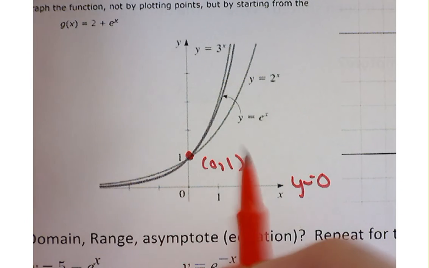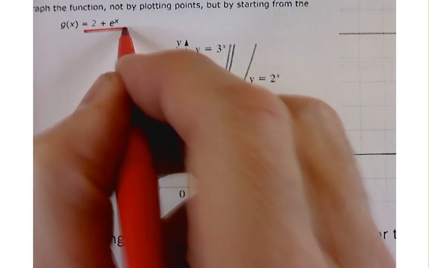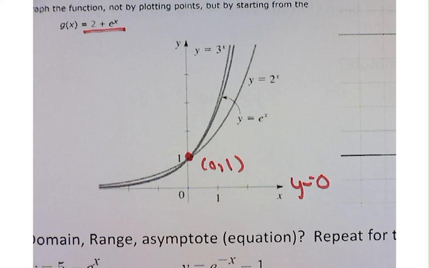Let's use this graph here to come up with a graph of 2 plus e to the x, I should say. What's going to happen when I look at that graph? How is it going to be shifted compared to the graph of e to the x? Left, right, up, or down? Up. Up by 2. All right, so here we go.